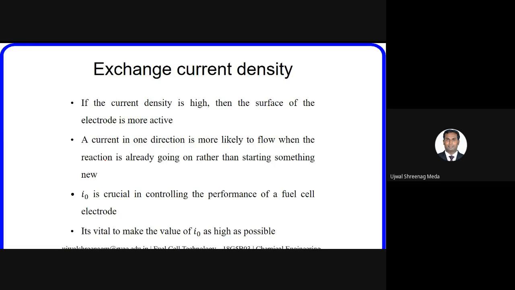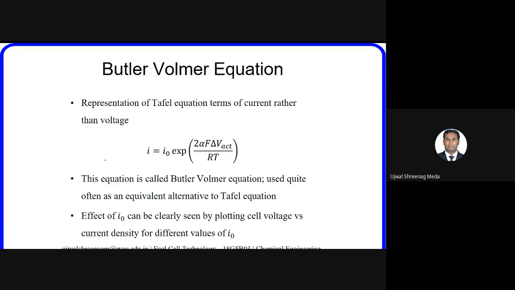So I naught is crucial in controlling the performance of a fuel cell electrode. And it is very important to keep this I naught as high as possible. And we shall see how that can be done.